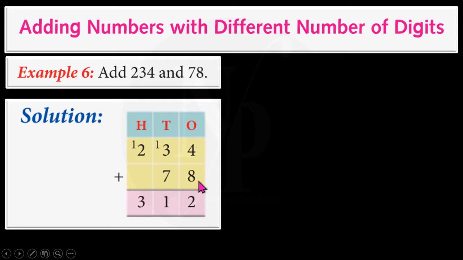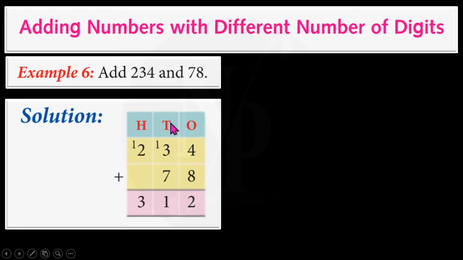from ones place. First we add 4 and 8, and 4 plus 8 is 12. 12 ones are regrouped as 1 ten and 2 ones, and 1 ten is carried forward to tens place and 2 ones are written in ones column.